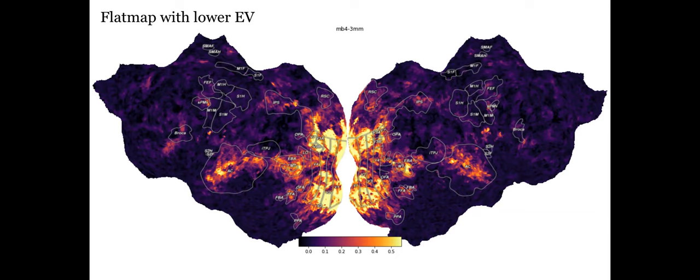And because this was an AV SNR experiment, we expect higher EV in auditory areas, so auditory cortex, which is here, and also in the visual cortices, such as here, which is kind of what you see.